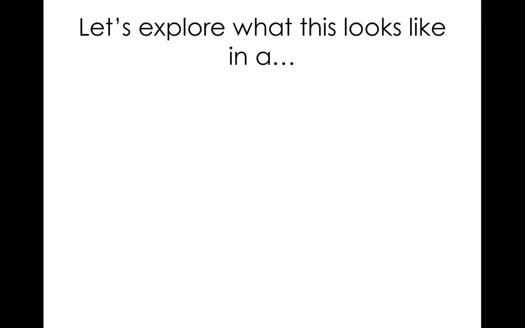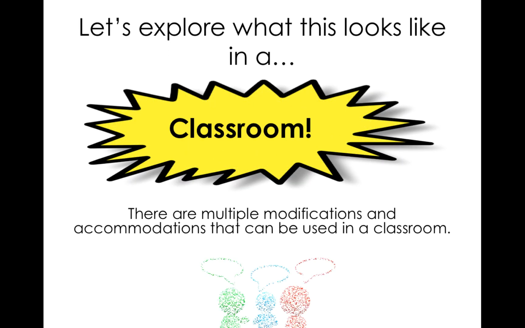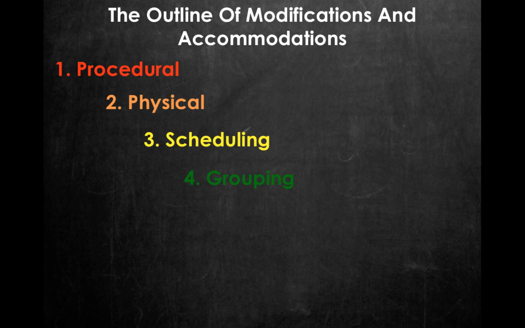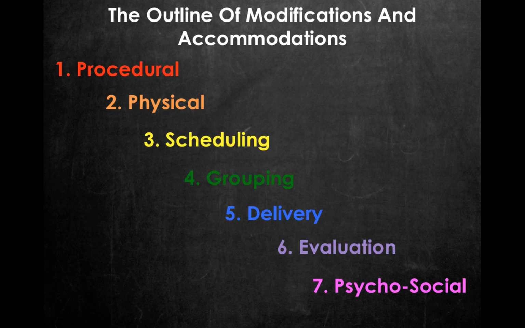So let's explore what it's like in a classroom. We're all here, we're all teachers. There are multiple modifications and accommodations that can be used in a classroom. So the outline of modifications and accommodations, we're going to look at 7 factors: procedural, physical, scheduling, grouping, delivery, education, evaluation, and psychosocial.